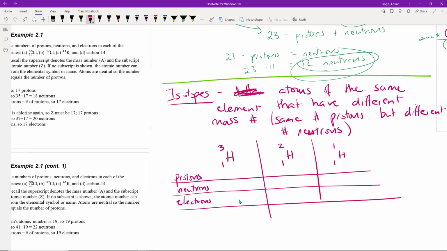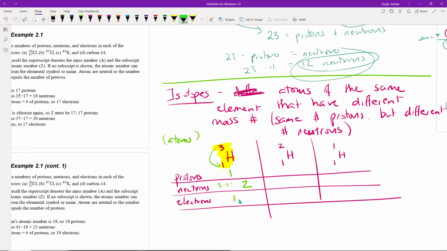for my first one here, we'll do this one in yellow. The atomic number here is 1. So that means I have 1 proton. These are all atoms, by the way. So if I have 1 proton, I should also have 1 electron. The number of neutrons is simply the difference between the mass number and the atomic number. So 3 minus 1 gives 2 neutrons.